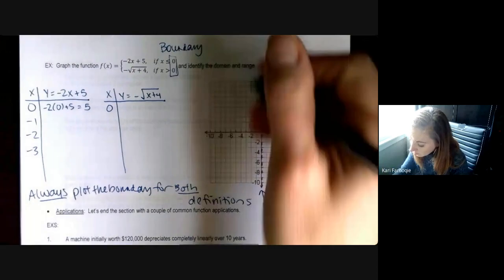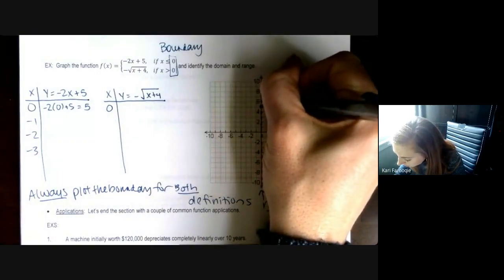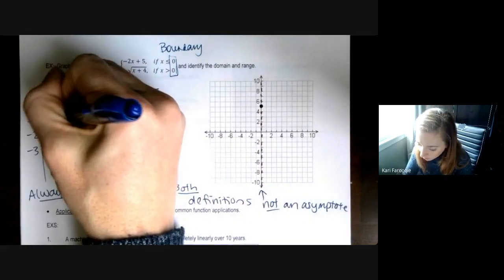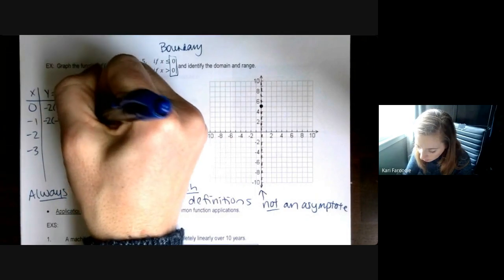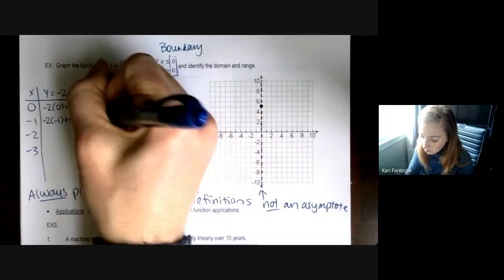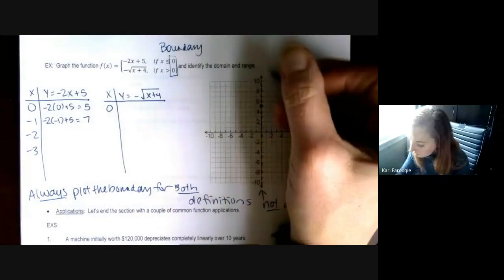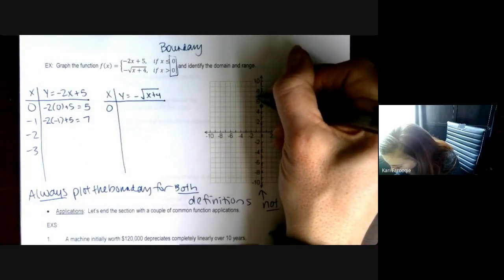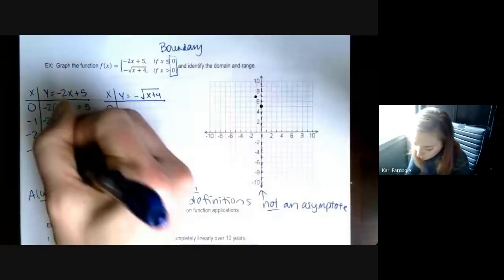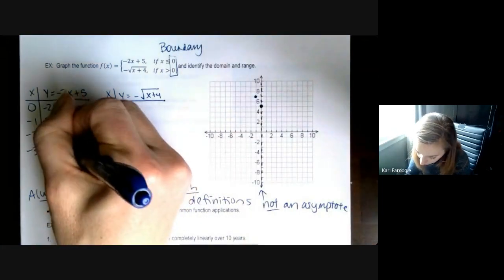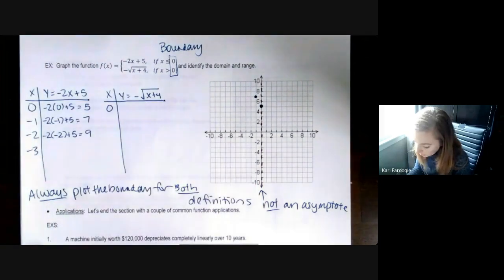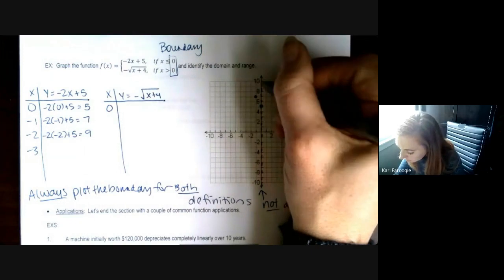So I have a point at 0, 5, and I can put a filled in circle there because this actually belongs on this graph. At -1, I have -2 times -1 plus 5. So that's 2 plus 5 is 7. So I'll have a point at -1, 7, which is right here. And then -2 times -2 plus 5 is 4 plus 5, which is 9. So I have a point at -2, 9.